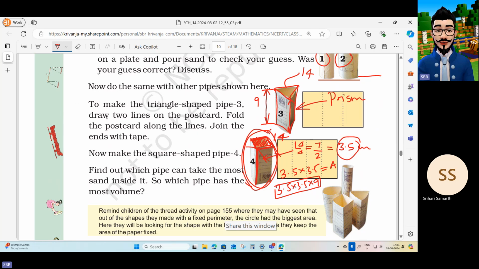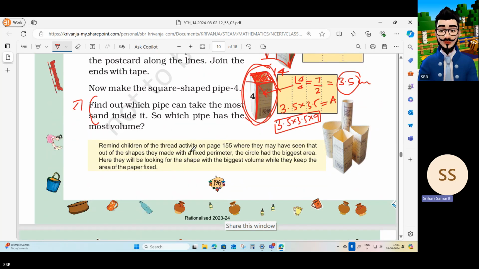From where should we do it? Okay. Find out which pipe can take the most sand inside it. So which pipe has the most volume? Okay, that is a homework for you, okay?